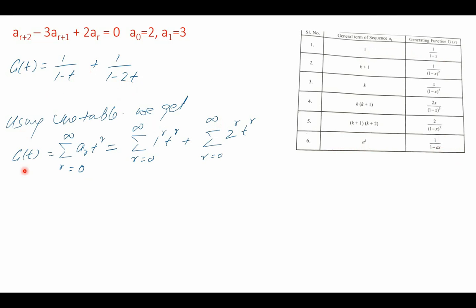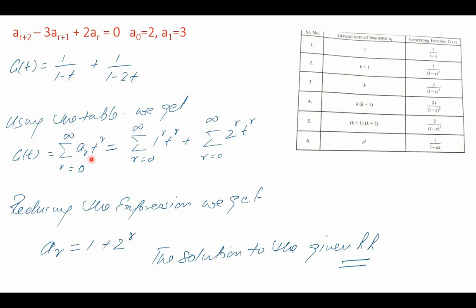So using the table, we get g(t) is equal to summation of, now this is the nth term. So this becomes summation of r is equal to 0 to infinity a_r t to the power r. This 1 upon 1 minus t becomes 1 to the power r, t to the power r from here, and this 1 upon 1 minus 2t becomes 2 to the power r, t to the power r from here. Now what I can do is simply cancel the summation, cancel the t to the power r, and I'll be left with a_r is equal to 1 to the power r, that is 1 simply, and 2 to the power r.